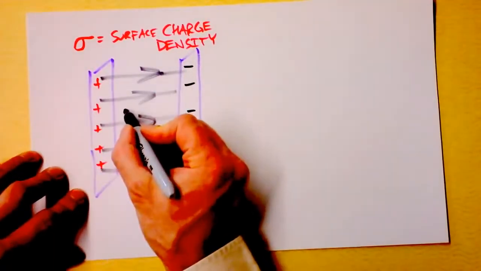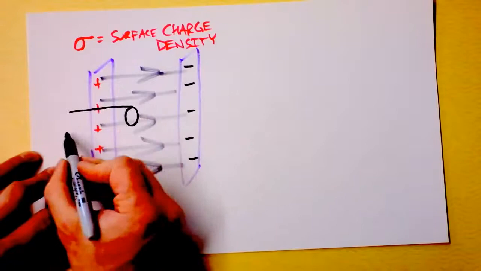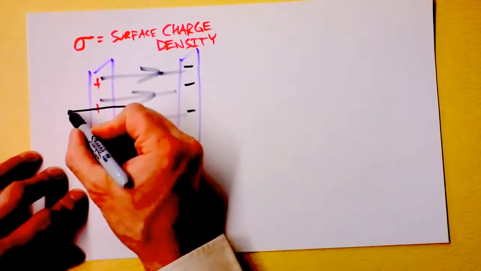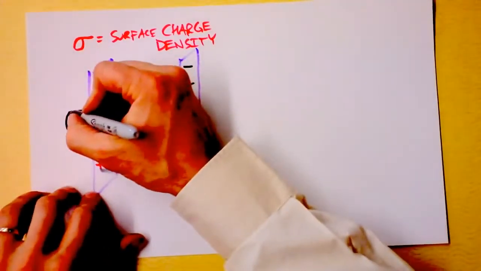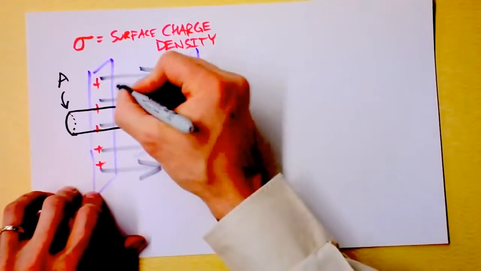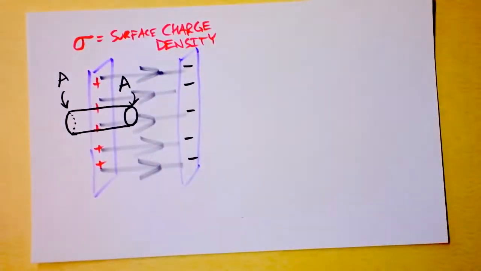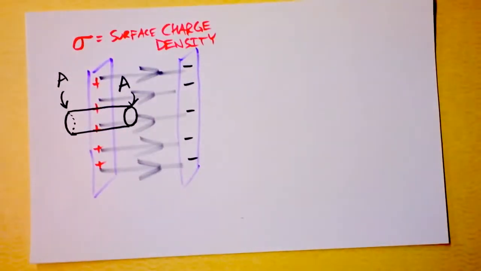I want a cylinder. And I want it to go around this plate. Now remember, Gaussian surfaces aren't real, they're a construct of the mind. So I'm going to give you an area A right here and an area A right there. And I'm going to argue that it doesn't actually matter how big the circle is. Do you see why?